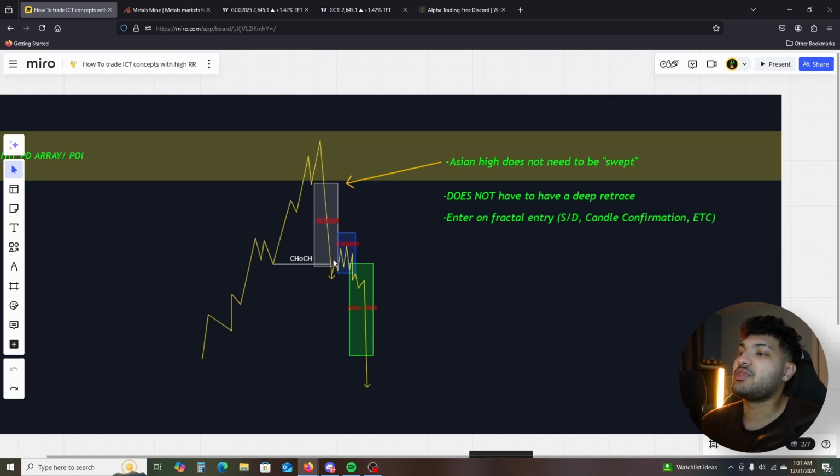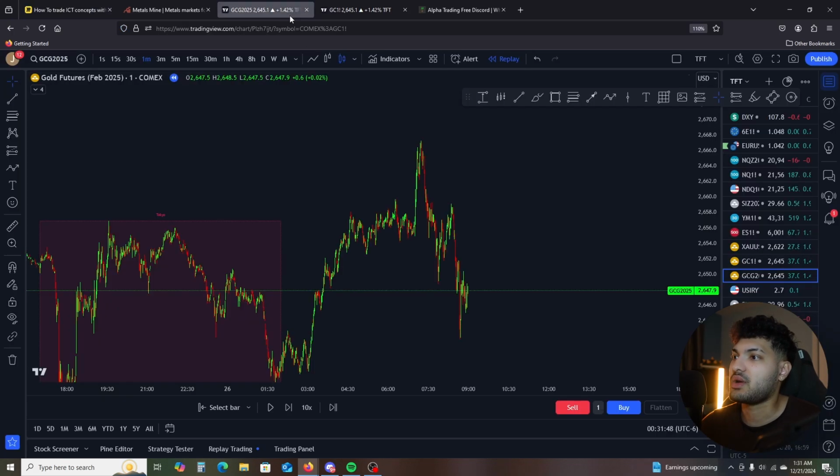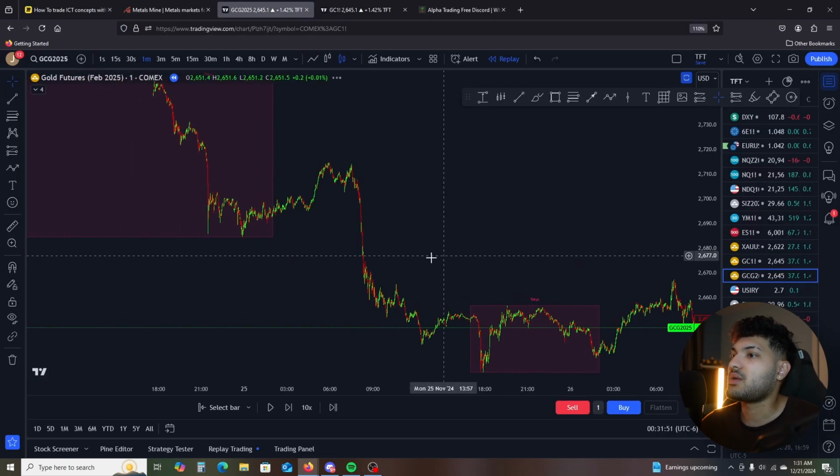But the third biggest thing is you want to be entering on a fractal entry. So this could be over supply and demand right here. This could be on a candle confirmation, etc. Okay, and this is what the model looks like. And essentially, we're able to get in at one of these points, right? Super tight stop, and just ride that into the New York expansion. Okay, guys. So I'm gonna show you guys the model now.